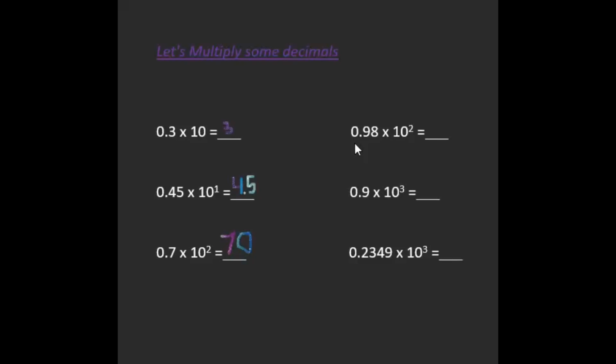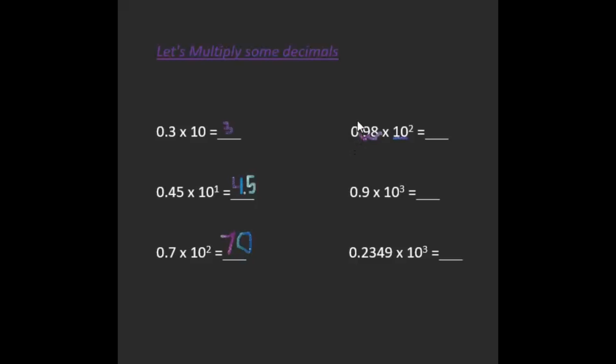So now we're going to move on to the next problem. 0 and 98 hundredths times 10 to the power of 2. Now, the numbers are getting bigger. Okay, so now let's see. Again, 10 to the power of 2 is basically 100. We should know that by now. And the decimal point moves by the powers of 10. So 10, 100. So now the decimal point is behind the 8. So that reveals both the 9 and the 8.